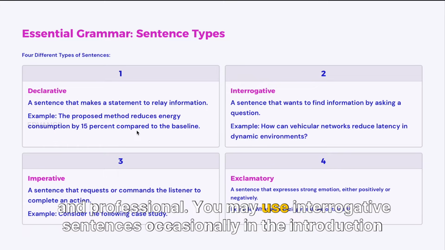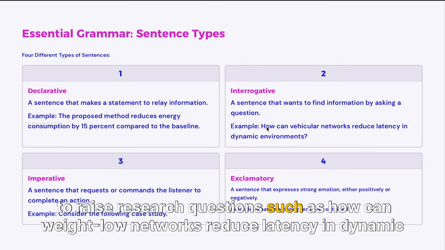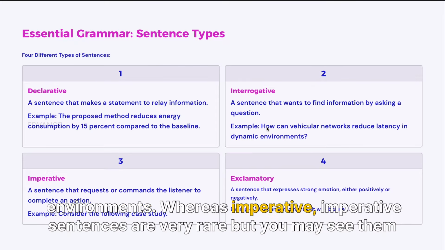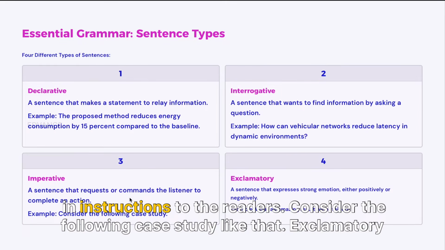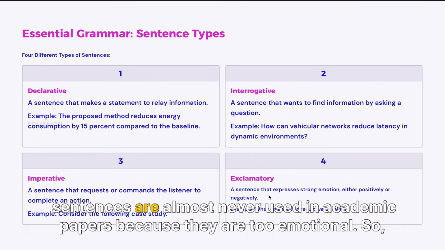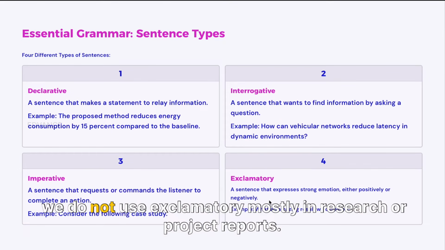You may use interrogative sentences occasionally in the introduction to raise research questions such as how can vehicular networks reduce latency in dynamic environments? Whereas imperative sentences are very rare, but you may see them in instructions to the readers, like consider the following case study. Exclamatory sentences are almost never used in academic papers because they are too emotional. So we don't use exclamatory sentences mostly in research or project reports.